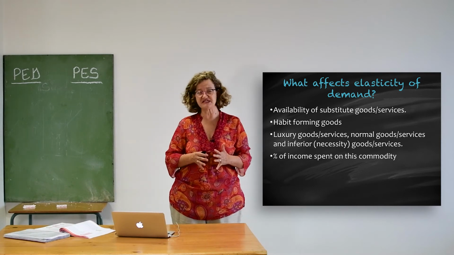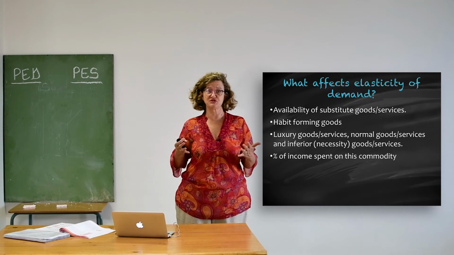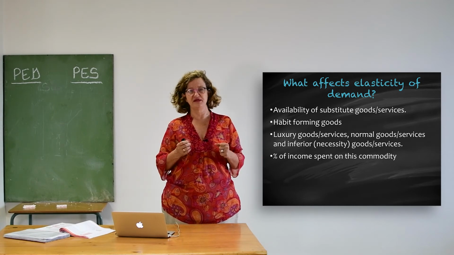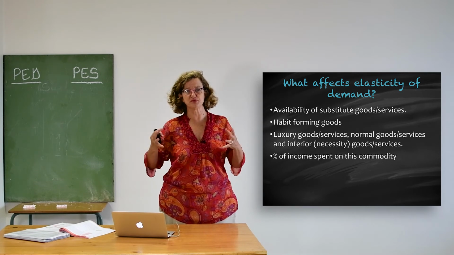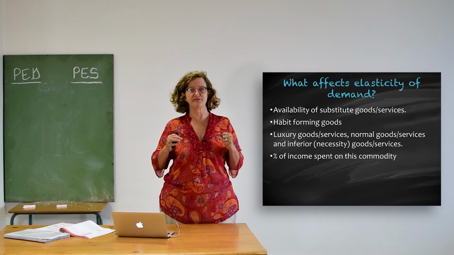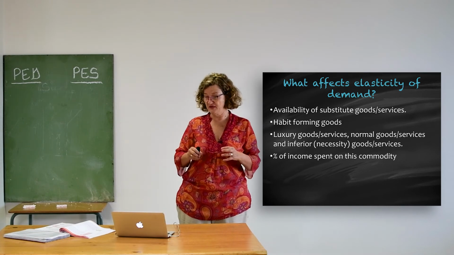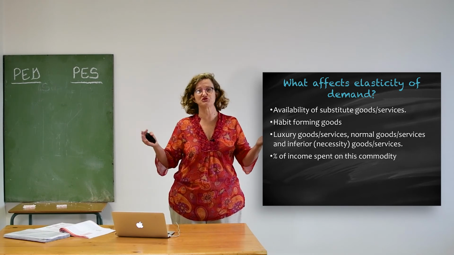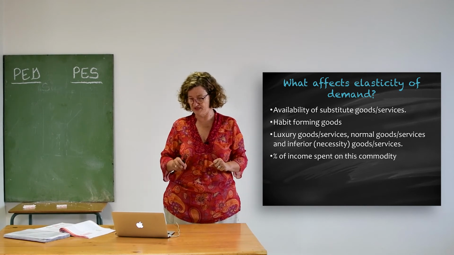And then a necessity or an inferior good, as we know it so far. This is a good that is very inelastic. It doesn't matter if they increase the price, we will still buy the bread or the maize or the mango. Whereas a luxury good is very elastic. We will just stop buying it because we don't really need it.